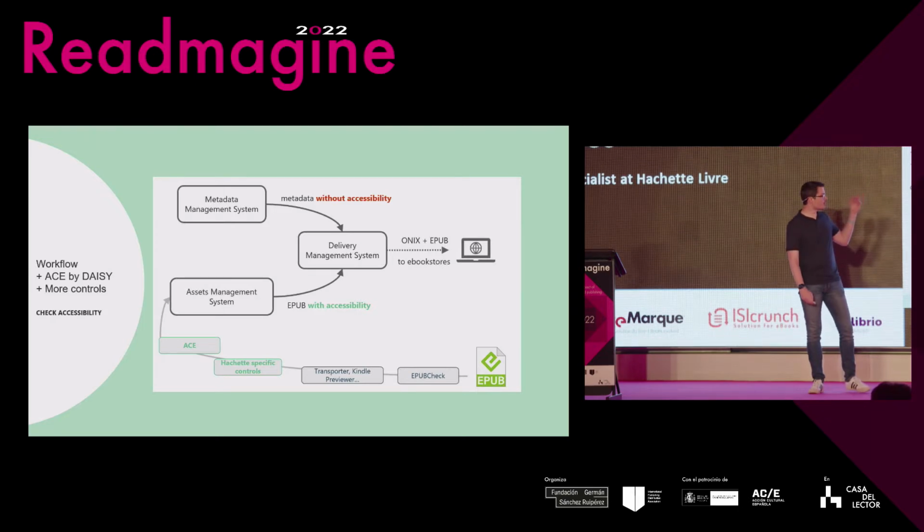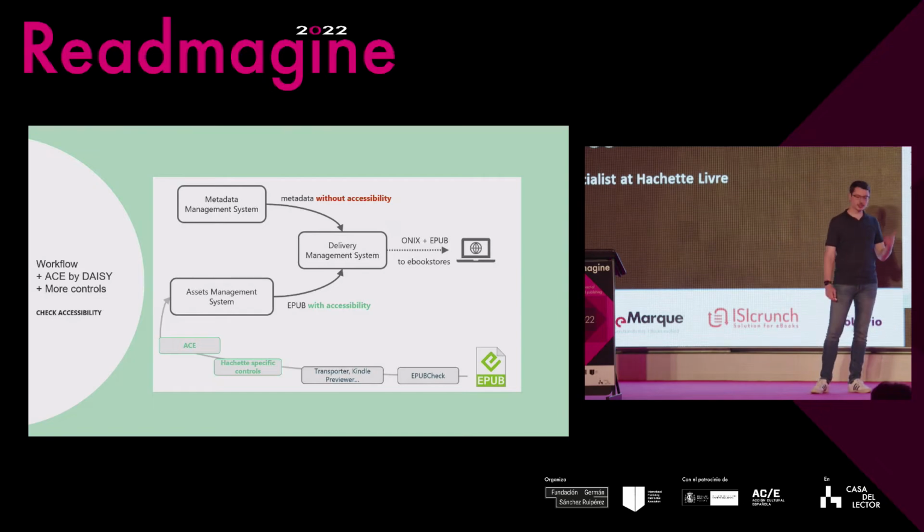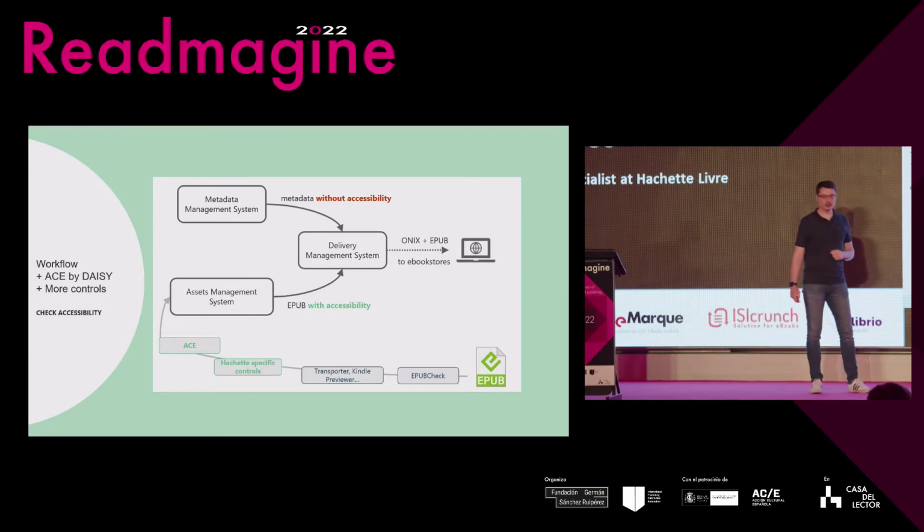So now the EPUB with accessibility is not in orange, but in green. We have EPUB with accessibility and accessibility metadata, and we can deliver these EPUBs to ebook stores. But we still have a problem about ONIX, about metadata. We still don't put the accessibility information inside ONIX.